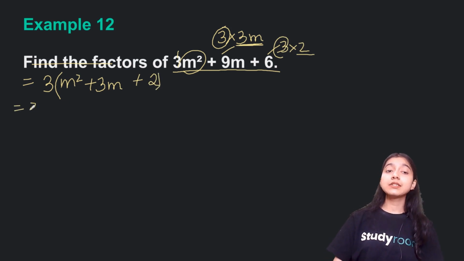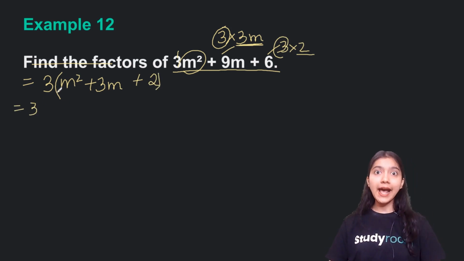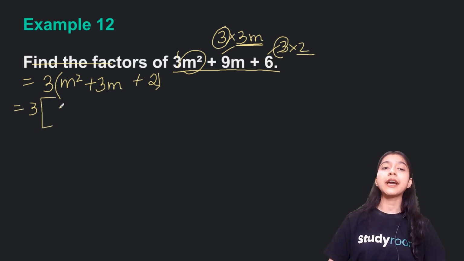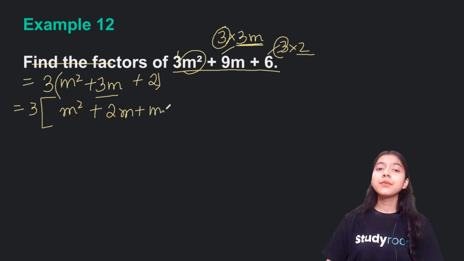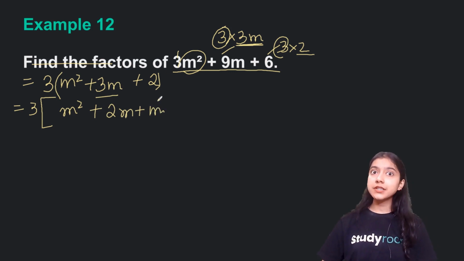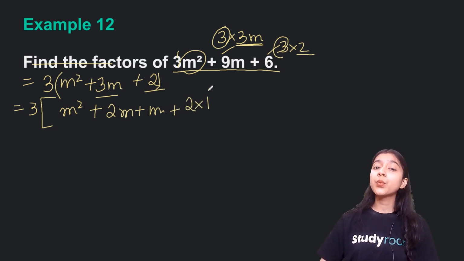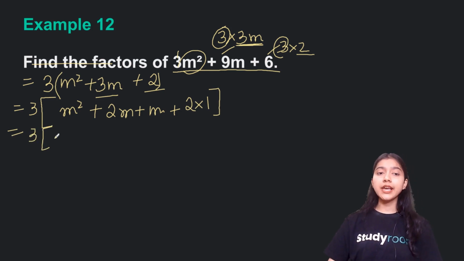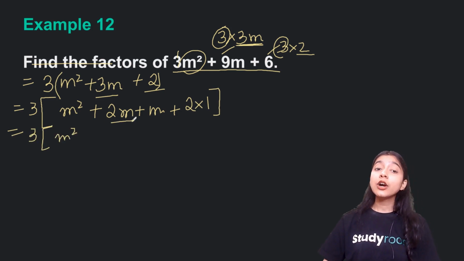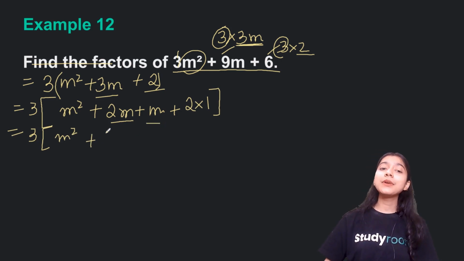Now what we have to do is, we have to forget this 3 and solve this thing that is within the bracket. So m square can be written as simply m square. Instead of 3m, we can also write 2m plus m, because 2m plus m gives us 3m. And in place of 2, we can write 2 multiplied with 1. Now, in the next step, we have to again write 3 as it is, m square as it is. Now from these two terms, 2m and m, we again have a common factor, that is m.